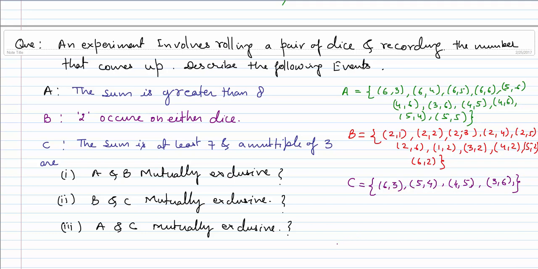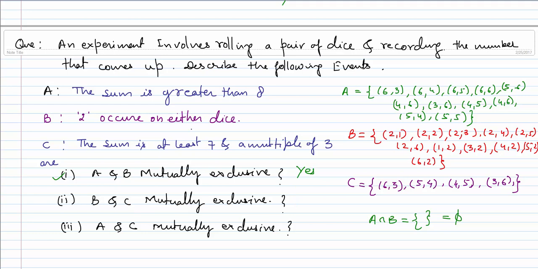So what about A and B? Let us think of the first question. A intersection B. Is there a 2 comma 1? No. A's sum is greater than 8 and B has 2 on either die. Is there any common element in these two? There is no 2 inside this. So you can see A intersection B is a null set. Are A and B mutually exclusive or not? Yes. So we have yes as an answer.